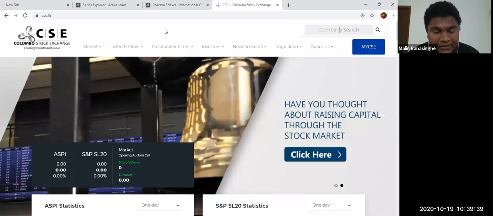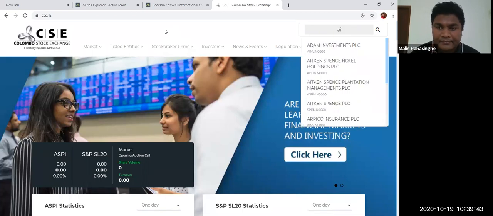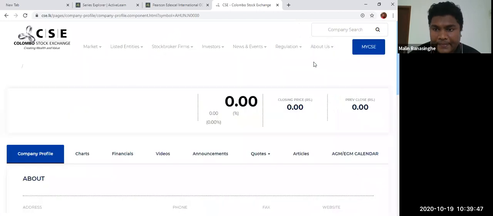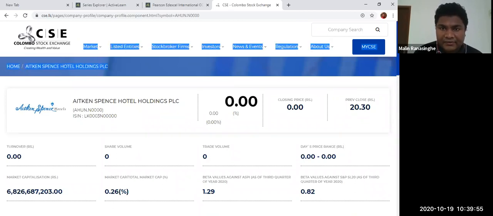Let's go to a hotel company. Let's go to Aitken Spence. Yes, Aitken Spence Hotel. Okay. Aitken Spence Hotels right now, I can see not traded so far for the day.